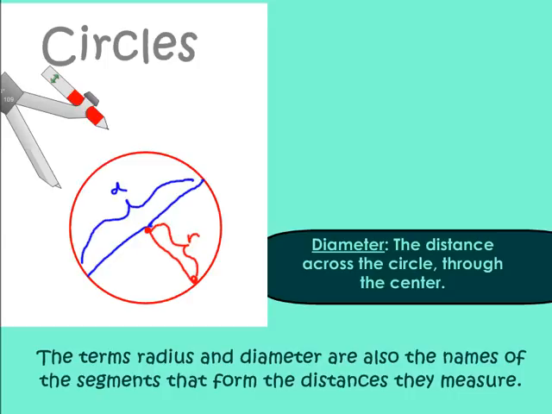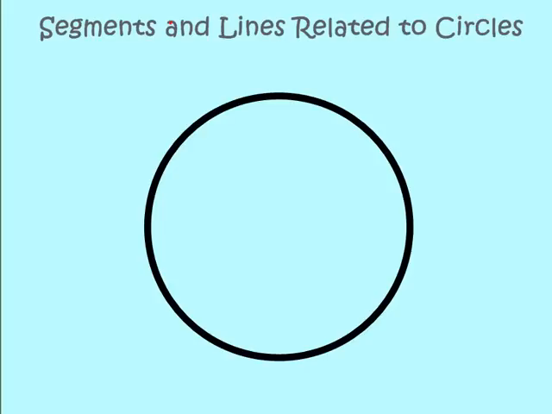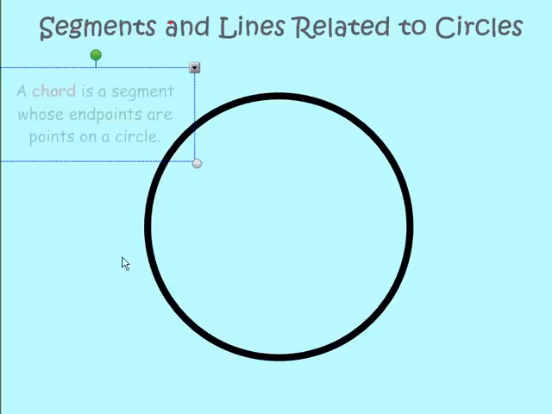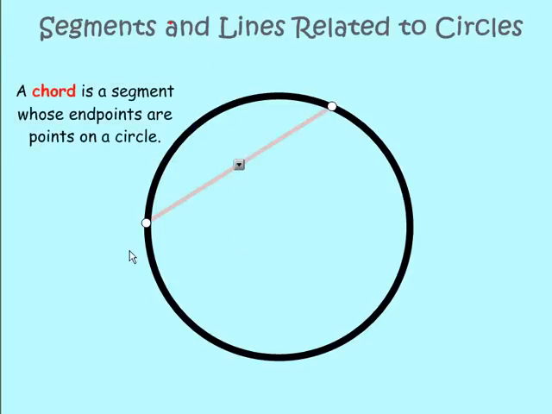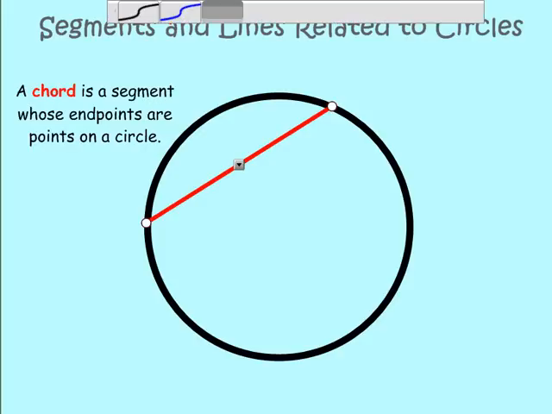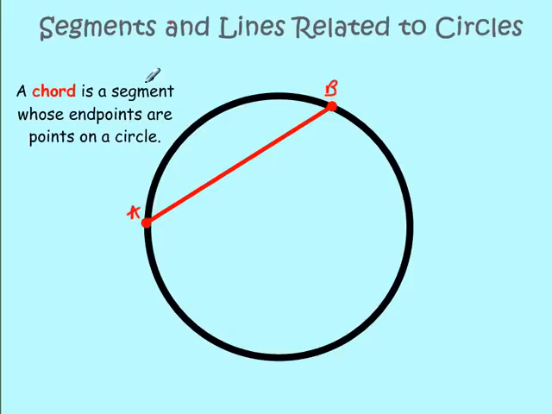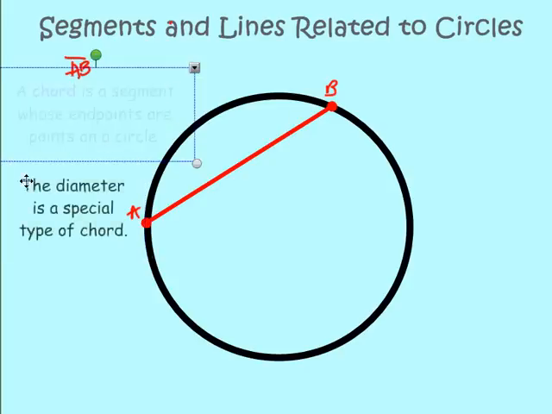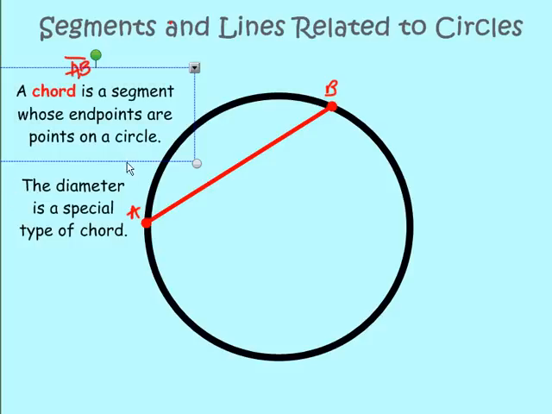Some other types of segments and lines related to the circle are a chord. Now, a chord is going to be a segment whose endpoints are on a circle. And I'm going to just name these A and B. If you're naming a chord, you'd name it just like you'd name any other segment. AB with a line segment above it. If you noticed, when we talked about the diameter, we said the diameter also had its endpoints on the circle. So we can say that the diameter is a special type of chord.